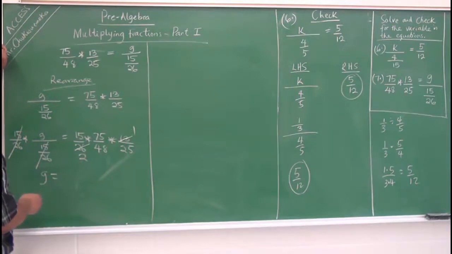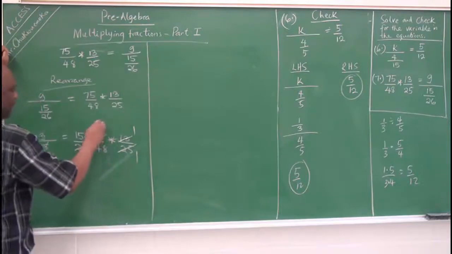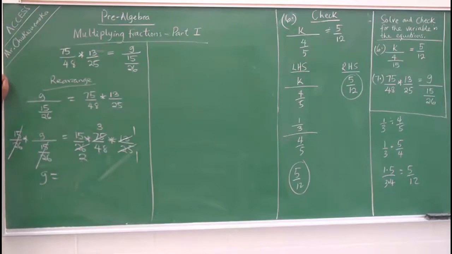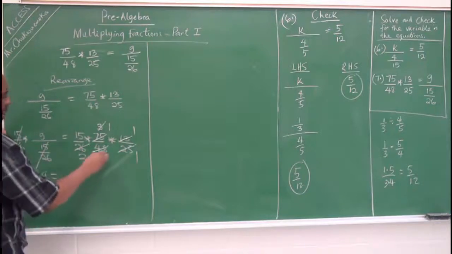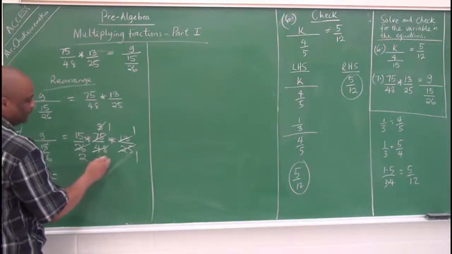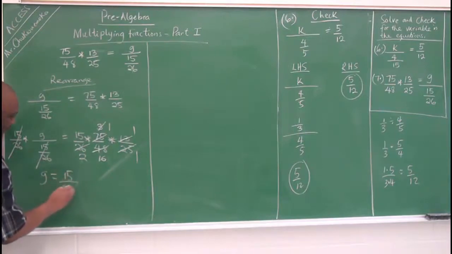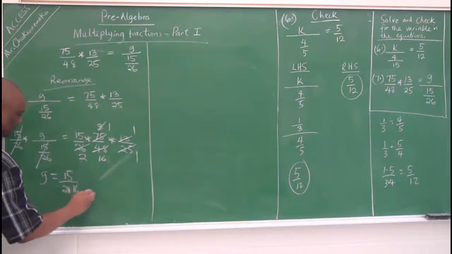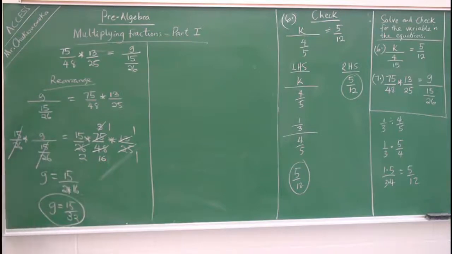25 will divide 25 gives you 1. 25 will divide 75 gives you 3. Is there any other thing? Yeah, 3 can divide 3 gives you 1. 3 can divide 48. 3 into 4 is 1, 3 times 8 is 24, wait, 3 into 48 gives you 16. So this will be 15 over 2 times 16. So G will be 15 over 32.